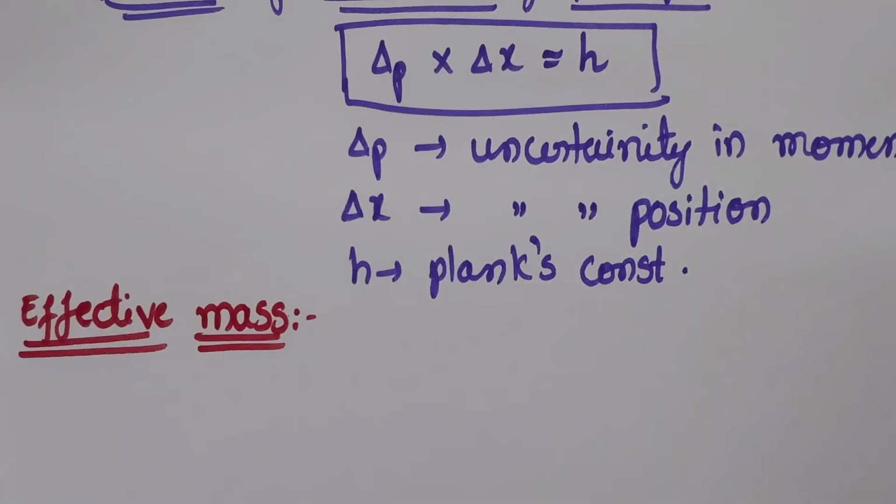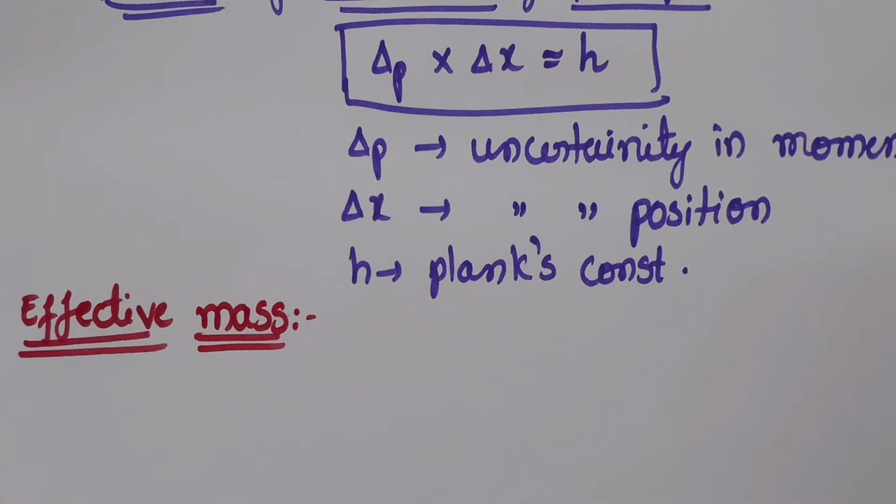Now let us know what is meant by effective mass. This is also a very important concept in understanding the semiconductors or Fermi levels in detail. So when an external field is applied to a crystal, the free electron or hole in the crystal responds as if its mass is different from the true mass. This mass is called the effective mass of the electron or hole.